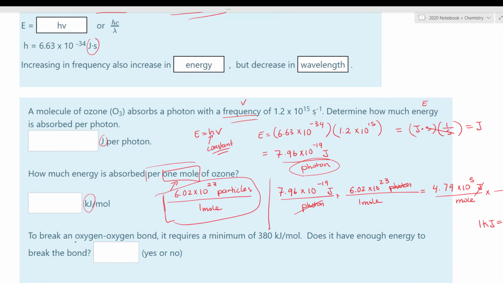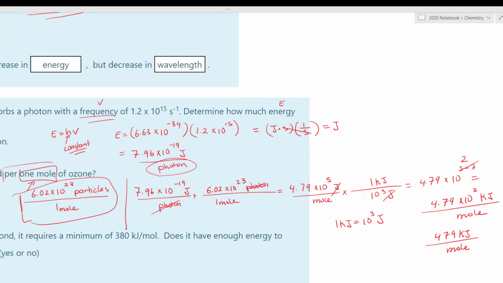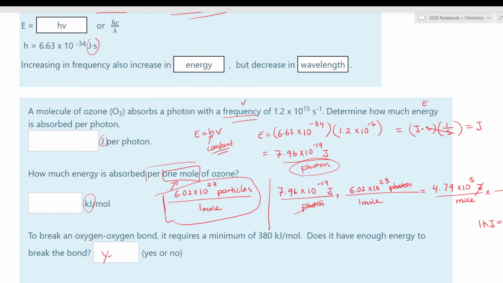Now, to break an oxygen and oxygen bond, it requires a minimum of 380 kilojoule per mole. Does it have enough energy to break the bond? Well, look at this. How much do we have over here? We have 479 kilojoule per mole. So therefore, the answer is yes, we have a lot. That will have enough energy to break the bond.